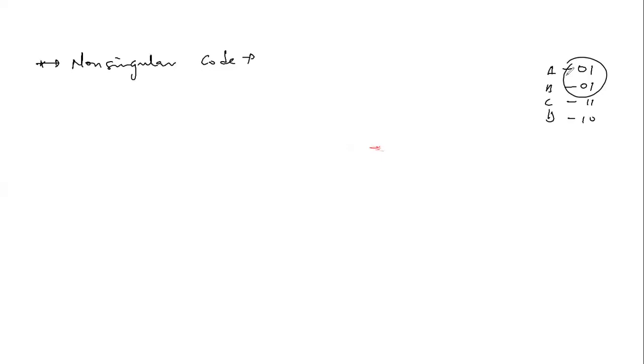The first of them is the non-singular codes. Here we have a code in which no two distinct symbols are encoded to the same code word. In other words, if I have A, B, C, D, I cannot use 0, 1 and 0, 1 for A, B and then say 1, 1, 1, 0. No. If they are non-singular, it means that we cannot repeat the same code word for two symbols in this distribution.